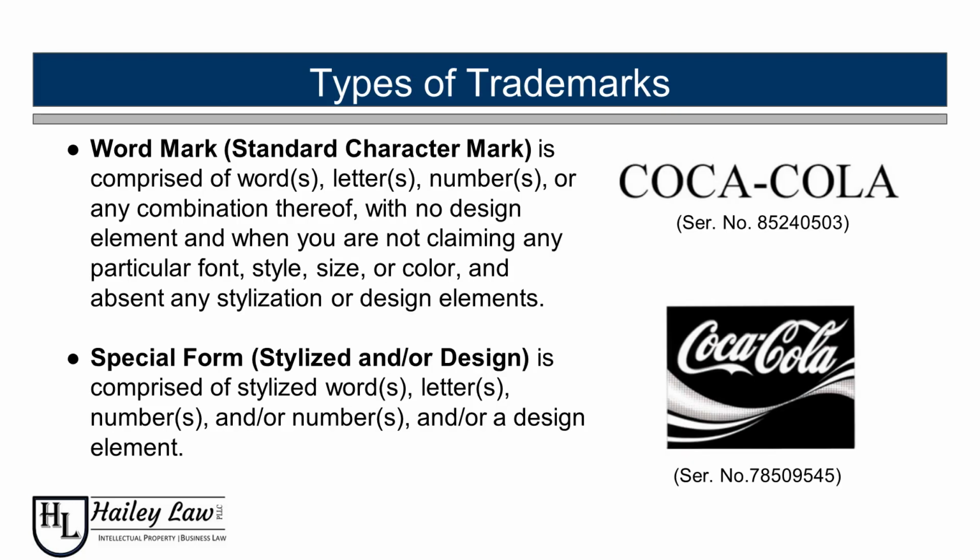The different types of trademarks. There are two types of trademarks. You have word marks and you have special form. Word marks is pretty much what it says. It's a mark that's words. There's no stylistic component to it. There's no particular font, size, style, or color regarding that mark.